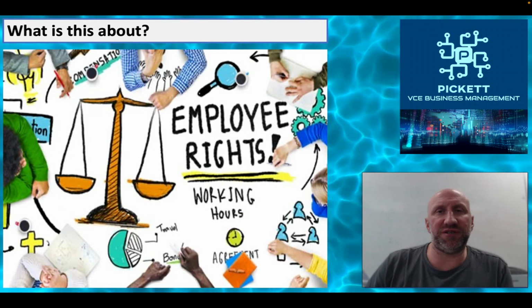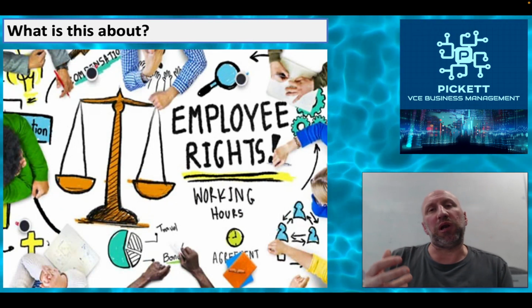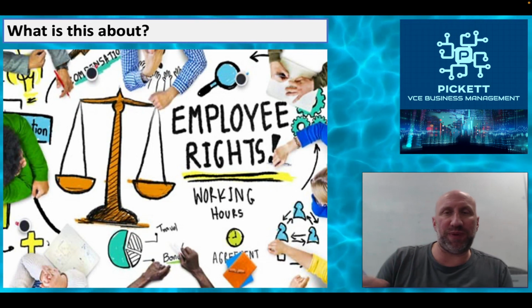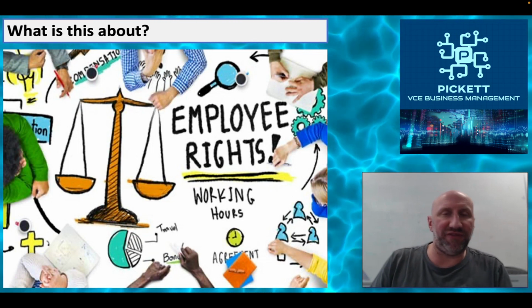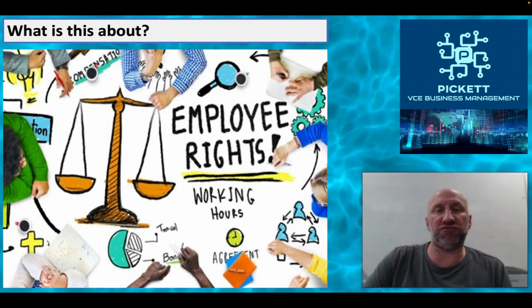Yeah, employee rights, basically. It's about the rights that Australian employees have with respect to their workplace. Fundamentally, that's what underscores all of this, and protecting those rights.